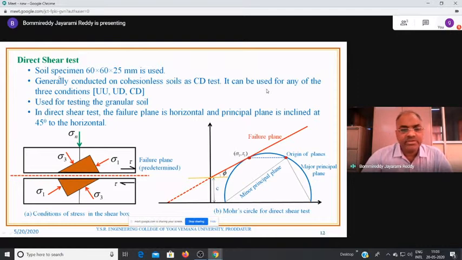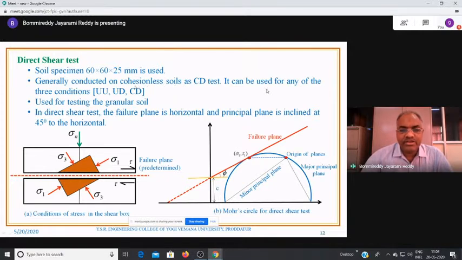We are not focused on the overall procedure of conducting the various tests. In the case of the direct shear test, as the name implies, the shear is applied directly on the soil specimen. That's why it is called the direct shear test. Normally the size of the soil specimen is 60 by 60 by 20 millimeters, and generally it is conducted on cohesionless soil.